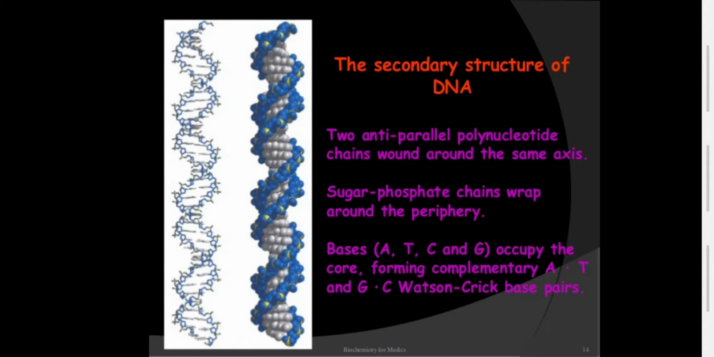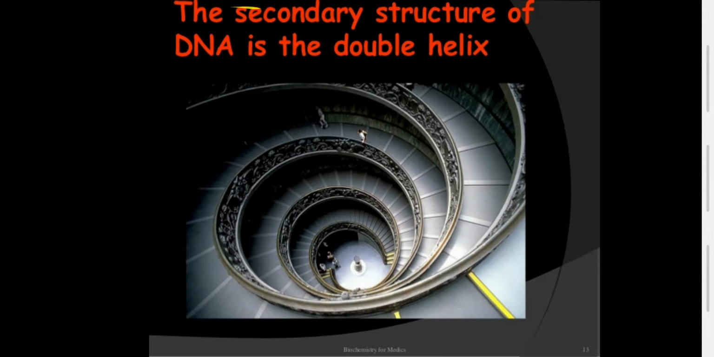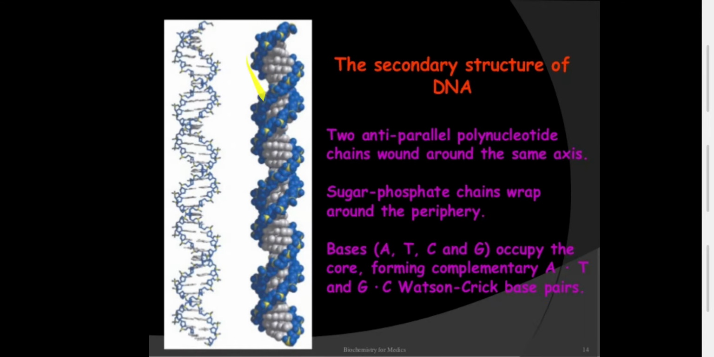Next. As I've said, for the secondary structure of DNA, we have two antiparallel lines, this line and this line. So we have two antiparallel polynucleotide chains around the same axis. We have a sugar-phosphate chain wrapped around the periphery, and we have the bases adenine, thymine, cytosine, and guanine occupying the core, forming complementary pairs. So this is the structure of the DNA.